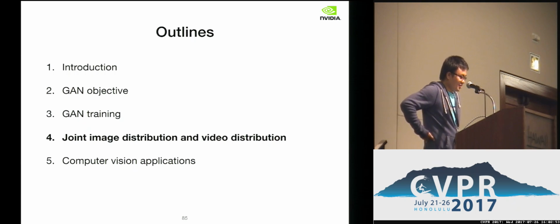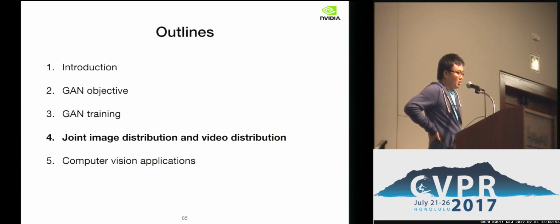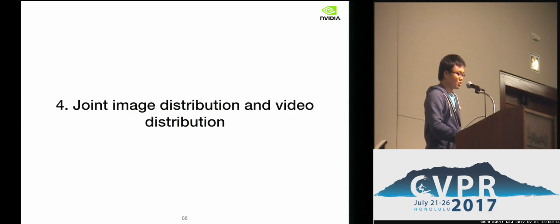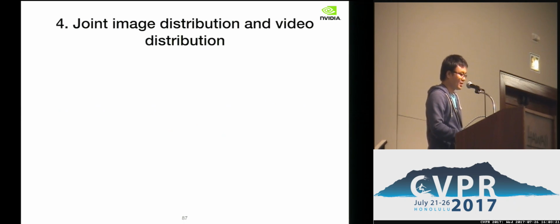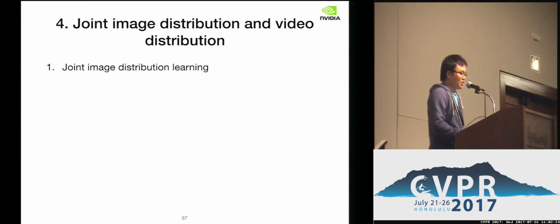Okay, so this is going to be the second part. We will be talking about two things. One is joint image distribution and video distribution learning. And then we'll talk about computer vision applications, mostly on image translation, supervised and unsupervised. So in this part, typical joint image distribution learning followed by video distribution learning.